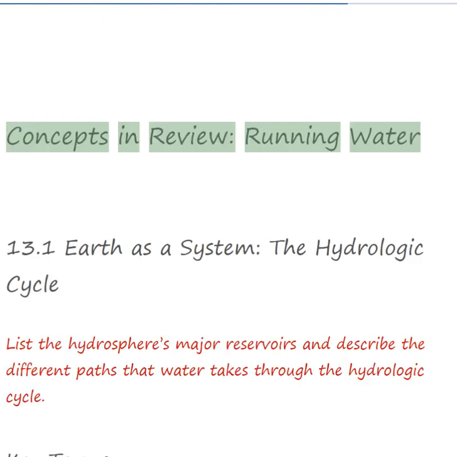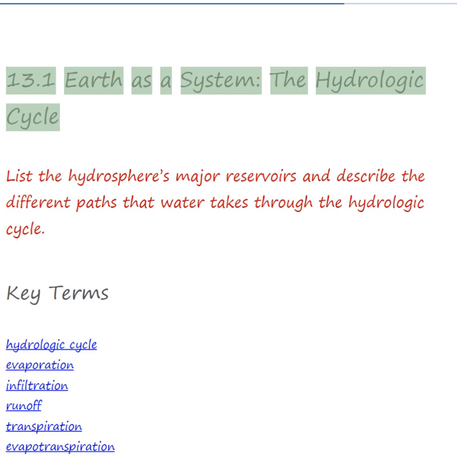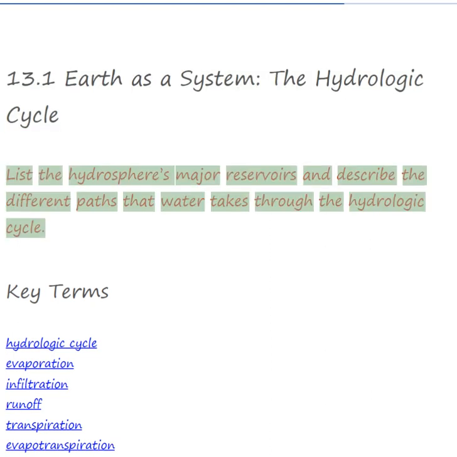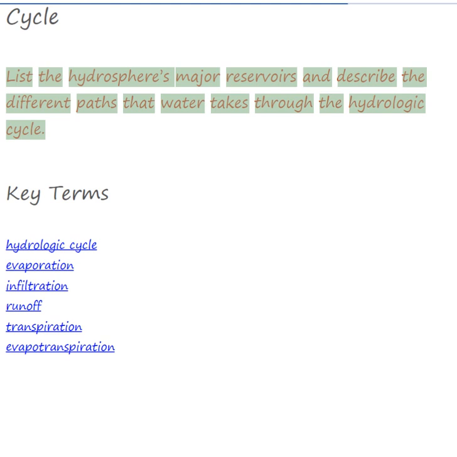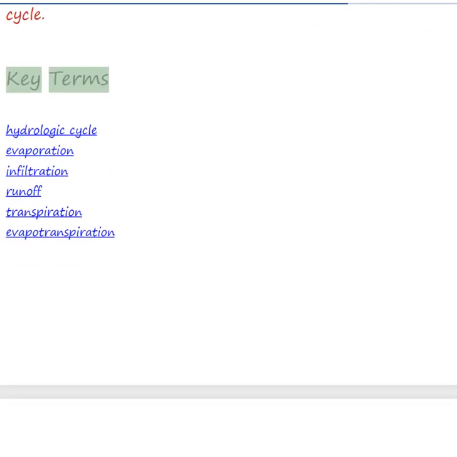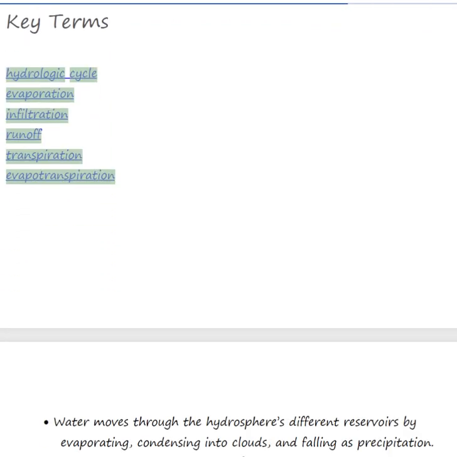Concepts in review: running water. 13.1 Earth as a system, the hydrologic cycle. List the hydrosphere's major reservoirs and describe the different paths that water takes through the hydrologic cycle. Key terms. Hydrologic cycle: evaporation, infiltration, runoff, transpiration, evapotranspiration.